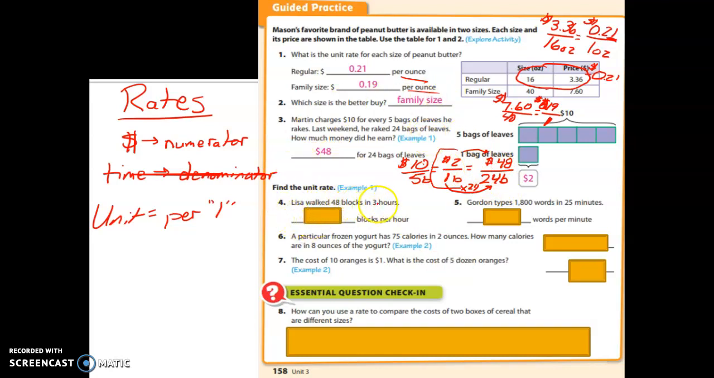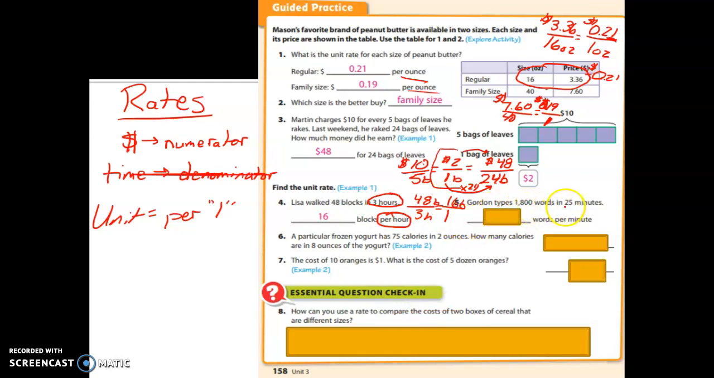Lisa walked 48 blocks in 3 hours. So right here, that's time, right? It's an amount of time. 48 in 3 hours. If you want to put a little heading or a little key, a little label, 48 blocks in 3 hours. So how much per hour? Per means per 1 hour. Well, think about it. What do we need to do? We need to divide by 3. 48 divided by 3. We're going to take the numerator divided by denominator and figure out that it is 16 blocks.